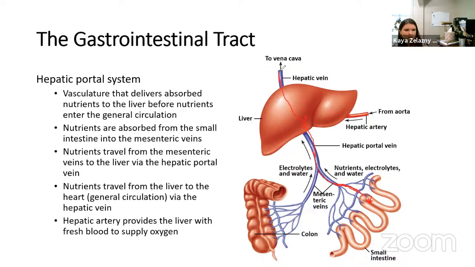Okay. So the liver, therefore, has important arterial flow as well, supplying fresh blood to supply oxygen. So we saw that in lab as well. We have a hepatic artery here coming to the liver.